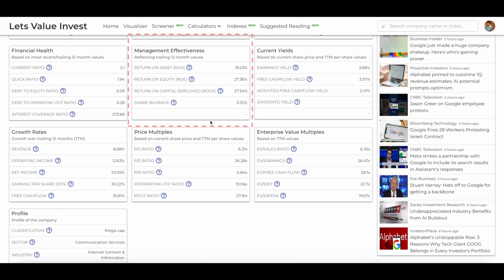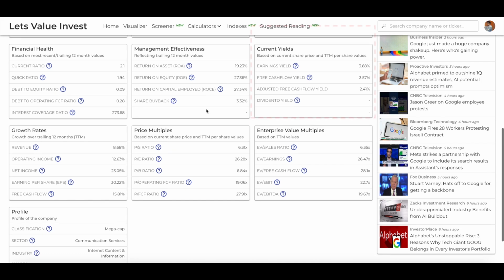Management effectiveness. This page lists how effective the management has been in terms of the returns it has made in the business, how much it has earned on its assets, which is return on assets, how much it has earned on its equity, which is return on equity, how much it has earned on the capital the business has employed, which is nothing but return on capital employed, at what rate they have been buying back their own shares. A negative number here will indicate share dilution, which is not preferred as a value investor.